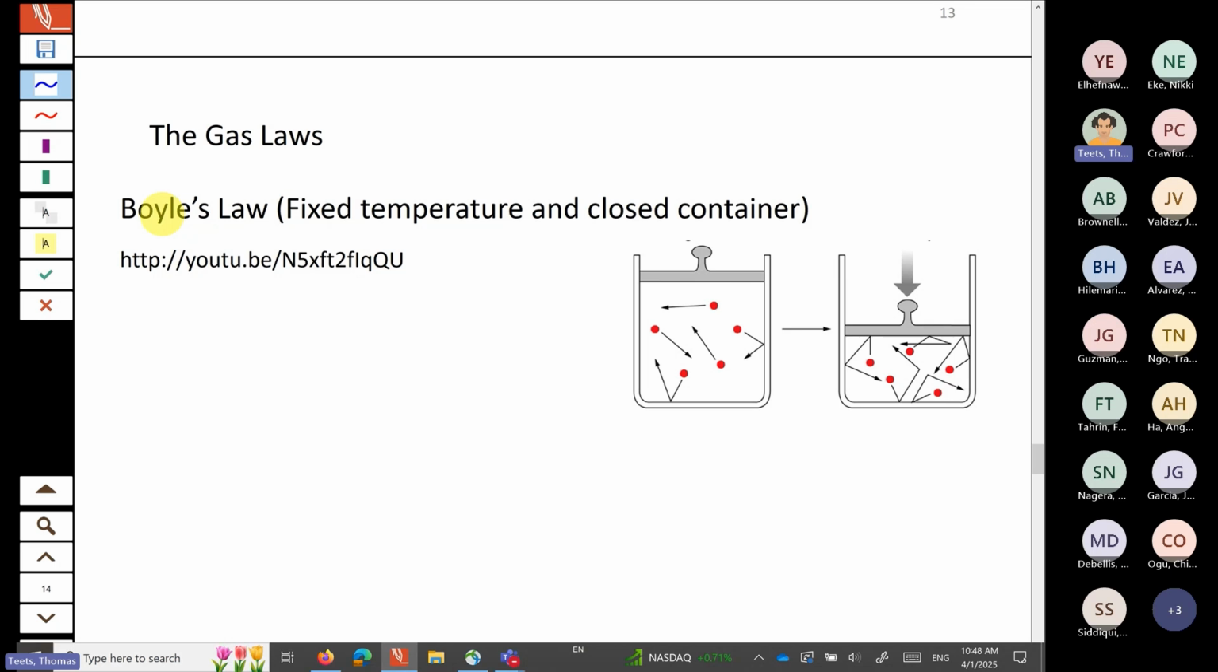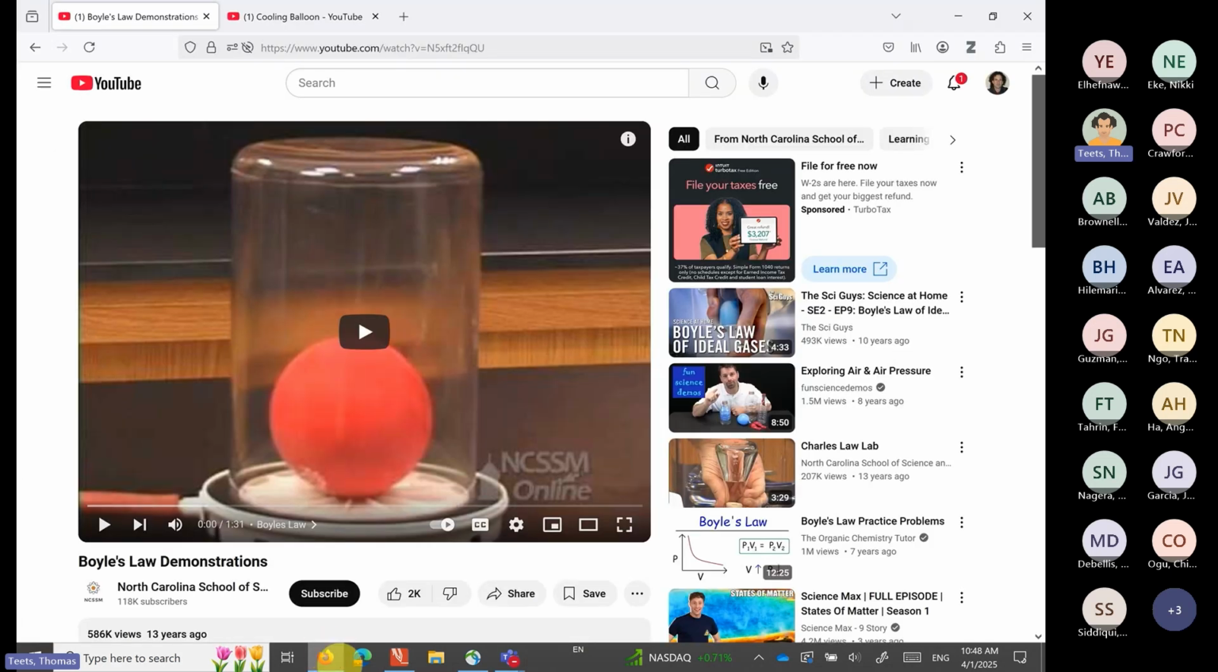So the first one we're going to talk about is called Boyle's Law. They're all named after people. And this is going to be the relationship between volume and pressure. So all these gas laws that we're going to build up are relationships of the volume of gas to some other property of that gas. And the first one is, how does the volume of the gas and the pressure of the gas relate to each other?